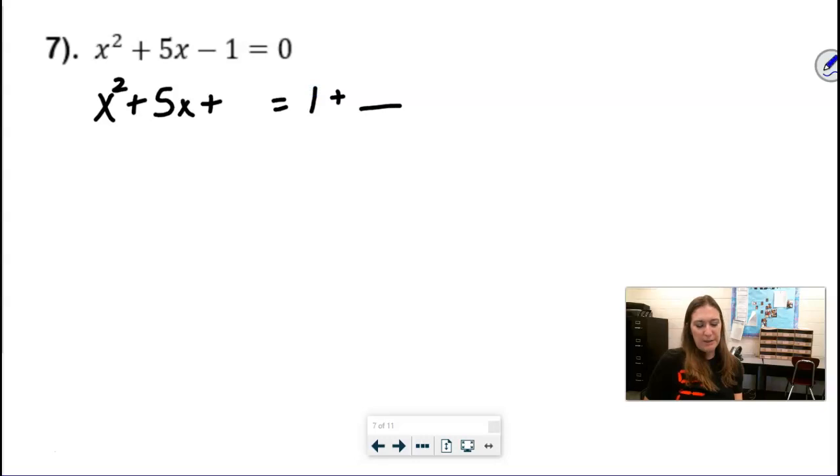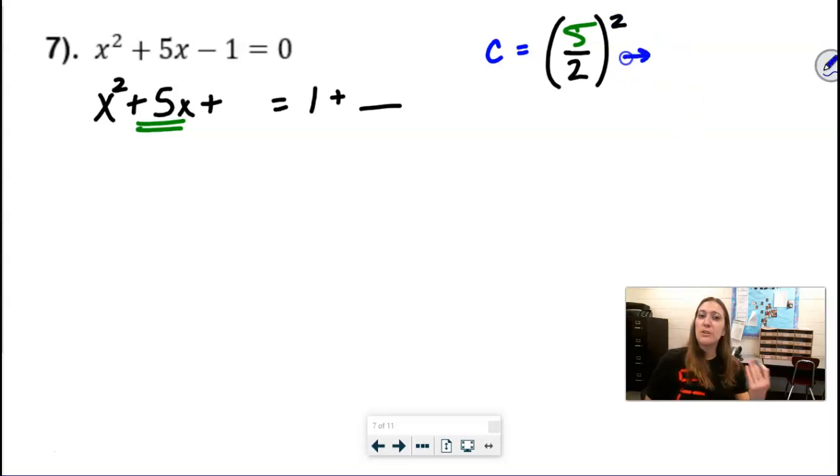All right, let's talk about what that fraction is going to be. So to calculate C, you're going to take this guy, this coefficient, so positive 5. We're going to cut it in half, and then we're going to square it. Try not to reach for the calculator because you don't need it. We're just squaring a fraction. So you square the numerator and you square the denominator. This is a 25 over 4. Oops, I didn't put my blank down.